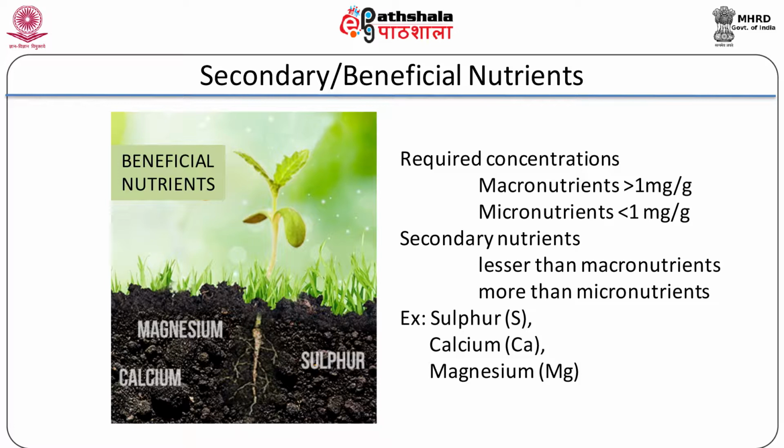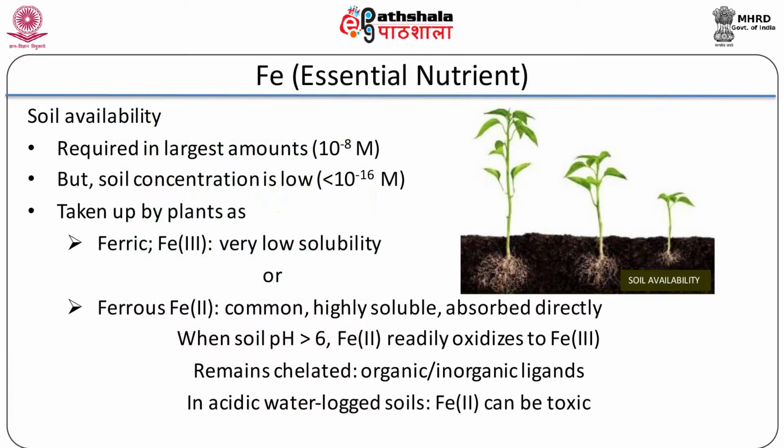Let us begin with soil availability of iron that is considered as a micronutrient. Iron, being an essential nutrient, is required by plants in the largest amounts. It is an abundant element in the earth's crust. But the concentration of soluble iron in the soil is low. It may be taken up by plants as the ferric, that is Fe3+ form, or ferrous, that is Fe2+ iron. Fe2+ form is more common due to its high solubility, which can be absorbed directly by some plants.